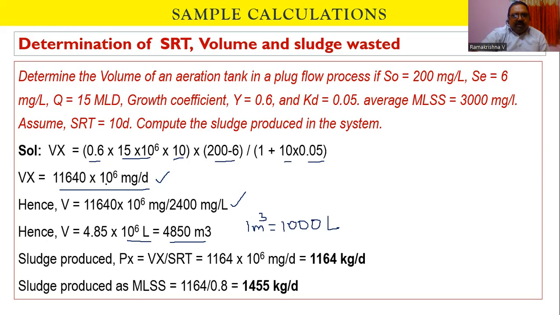11,640 × 10^6 divided by 10, so 1164 × 10^6 milligrams per day. This is equal to 1164 kg per day. What we have done is this wasted in terms of MLVSS. We want to calculate in terms of MLSS, so I have to go with the conversion factor of MLVSS and MLSS. So divided by 0.8 will give you the MLSS: 1455 kg per day.